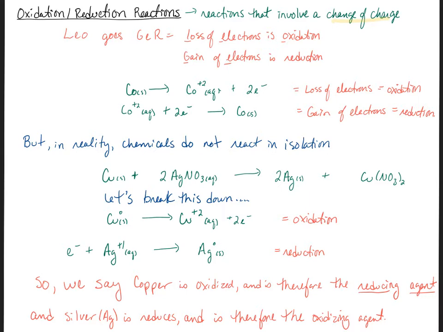One of my favorite ways to tell what an oxidation reaction is doing is a little synonym, and that is "Leo the lion goes grrr." Okay, and what that stands for is loss of electrons is oxidation, that's your Leo, and gain of electrons is reduction. So let me show you what that means.